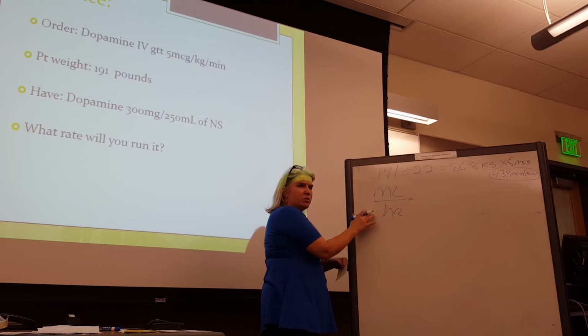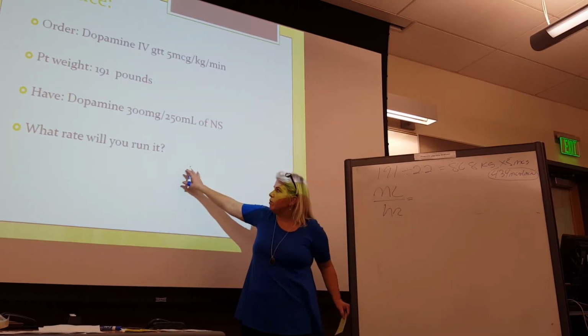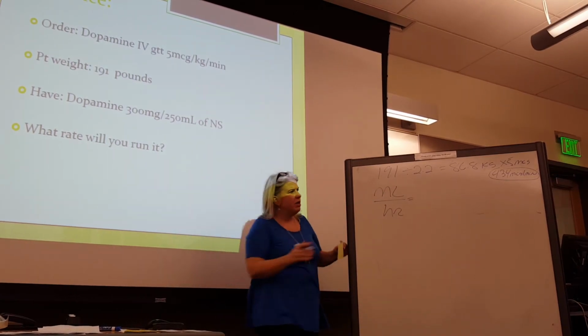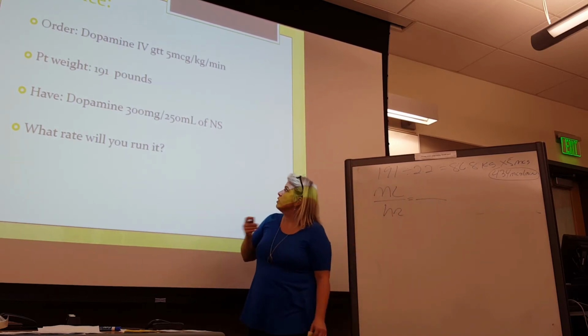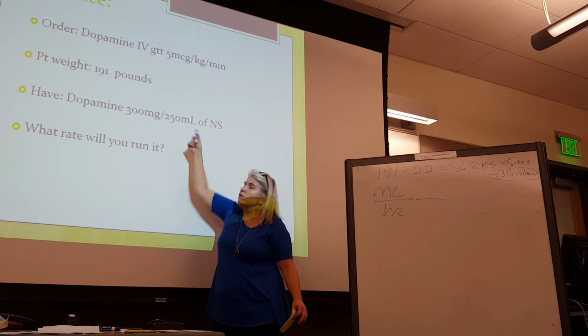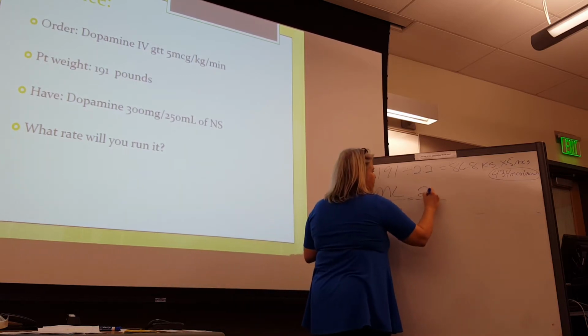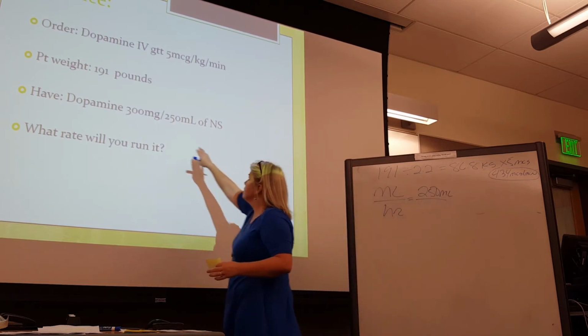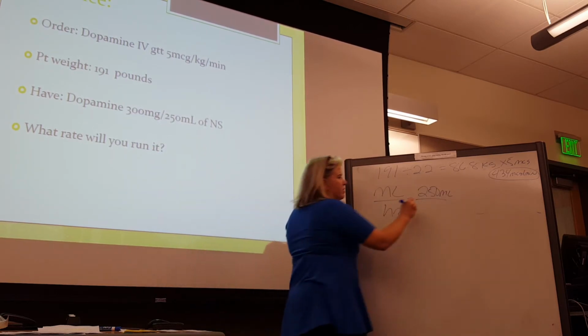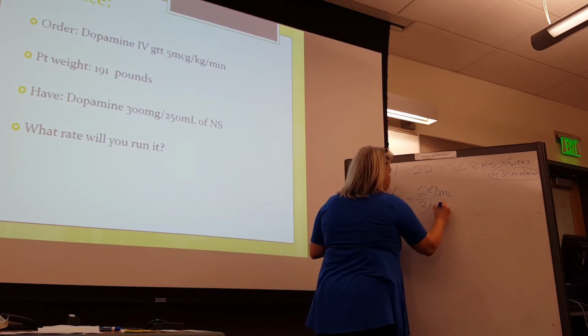So we want mils per hour because we're using a pump and it wants to know what you're going to run it at. So the top one is going to match the mils. So we're going to find our mils, 250 milliliters. That's going to go on top. And 250 milliliters is attached to 300 milligrams. So that's going to go on the bottom.